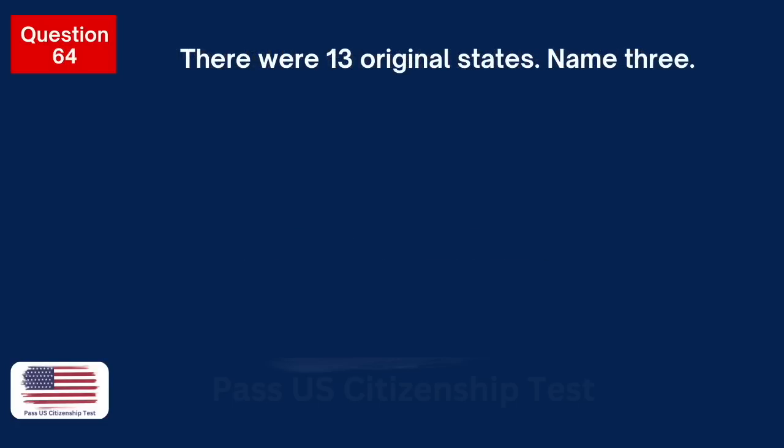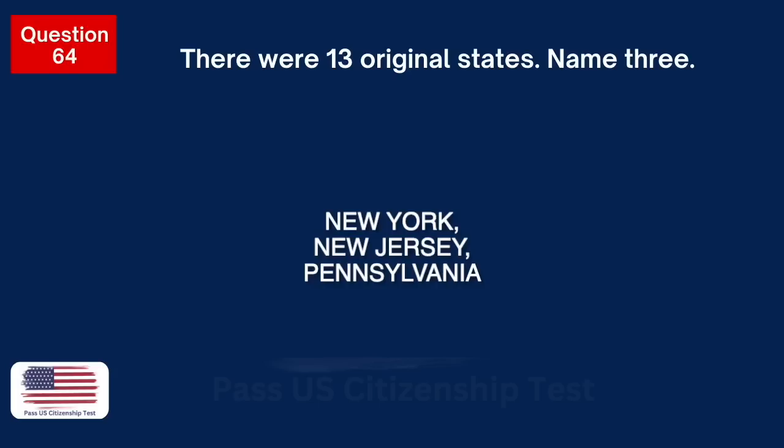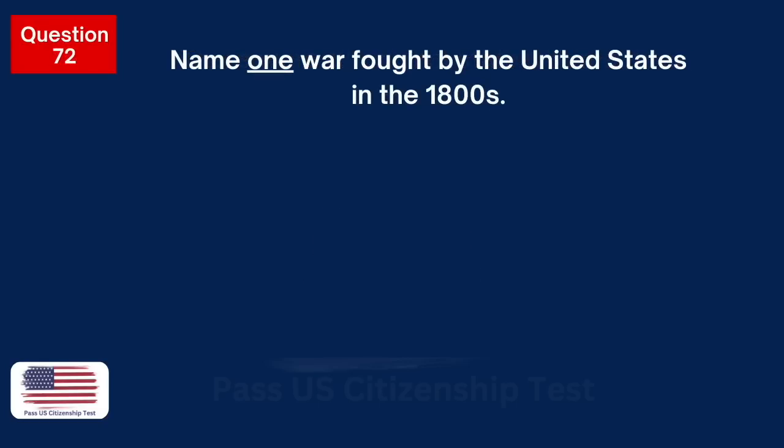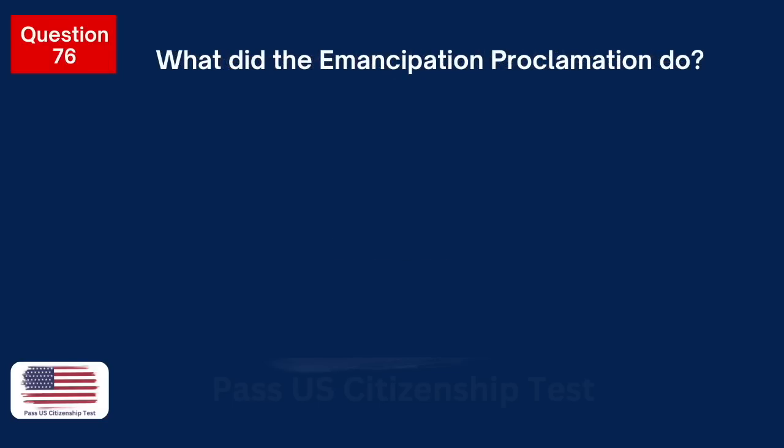There were 13 original states. Name 3. New York, New Jersey, and Pennsylvania. Name one war fought by the United States in the 1800s. Civil War. What did the Emancipation Proclamation do? Freed the slaves.